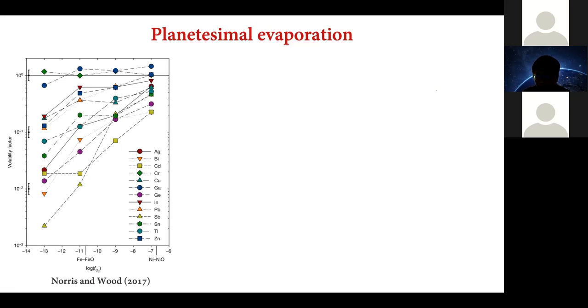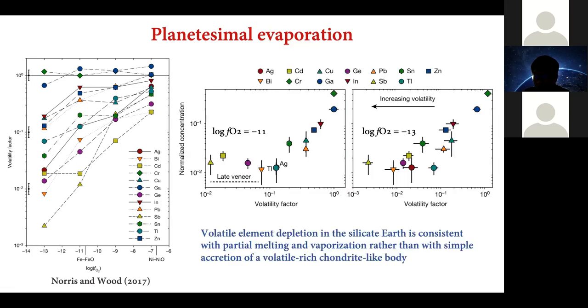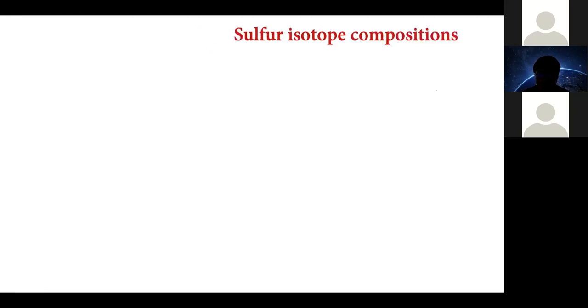They also found that the concentration of the basalt shows a good correlation with volatility factor. Here is the volatility for different elements. So the observed depletion pattern in the basalt may be strongly associated with planetesimal evaporation. In theory, both planetesimal evaporation and late veneer can explain the observed element abundance, but they are totally different from each other in accretion paths.